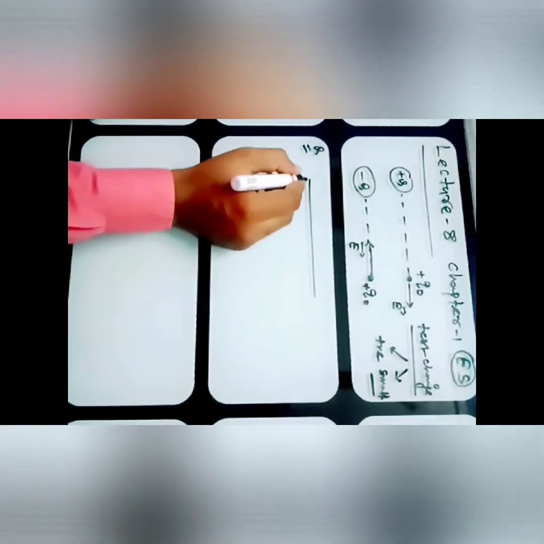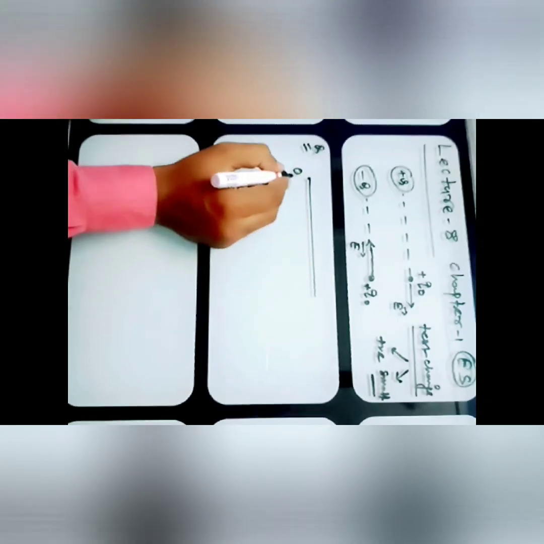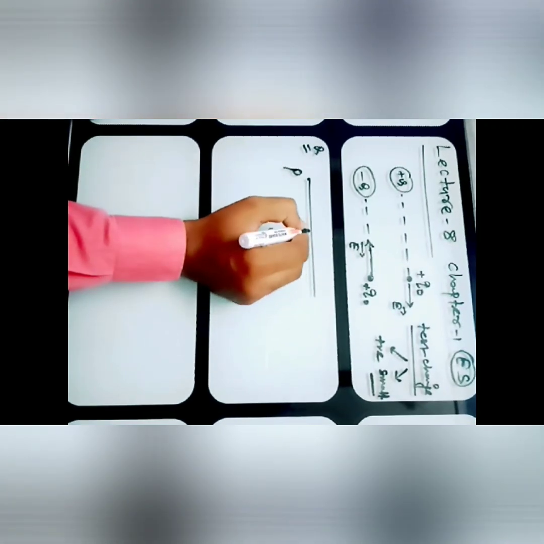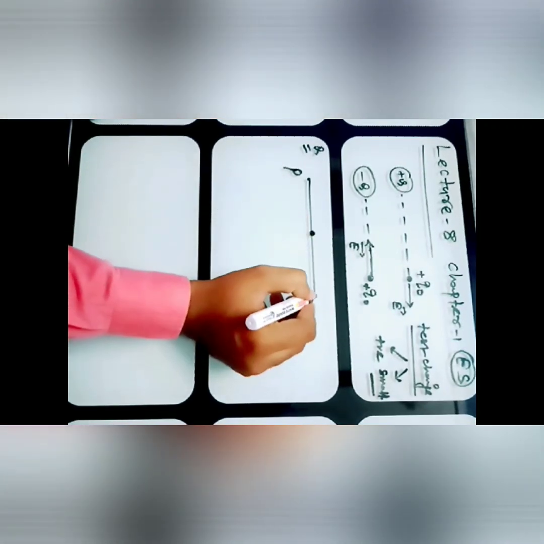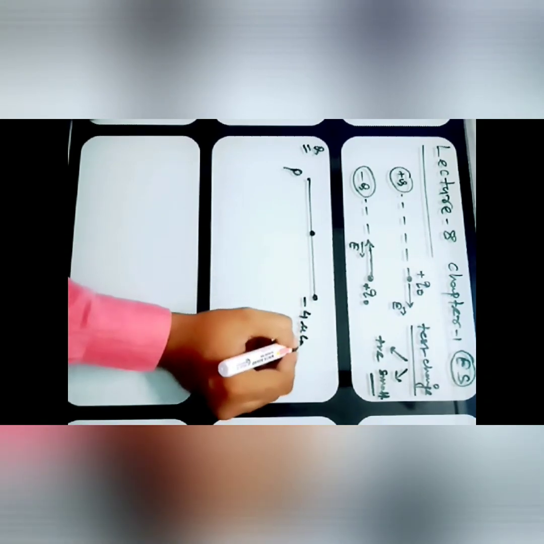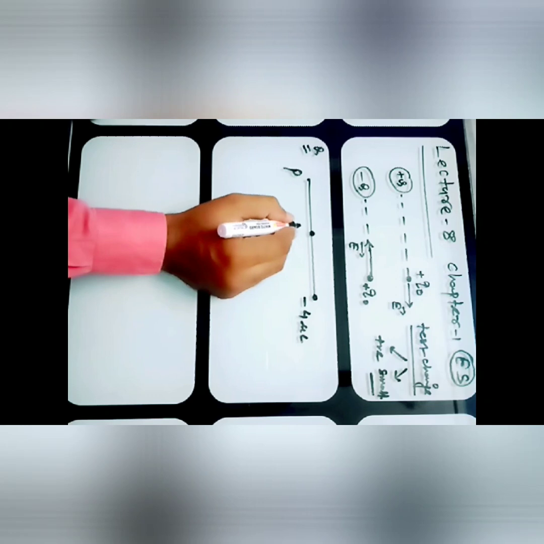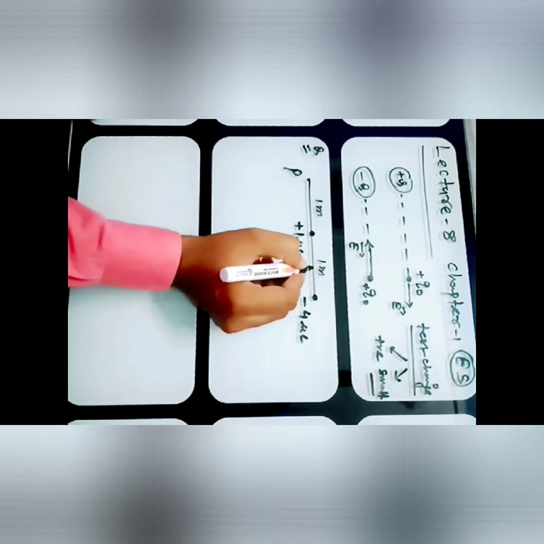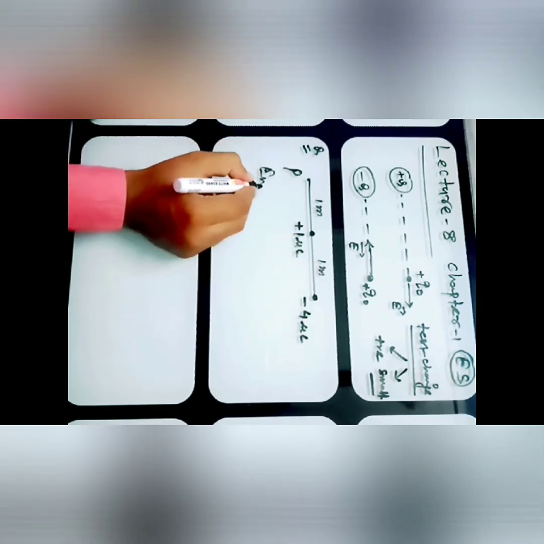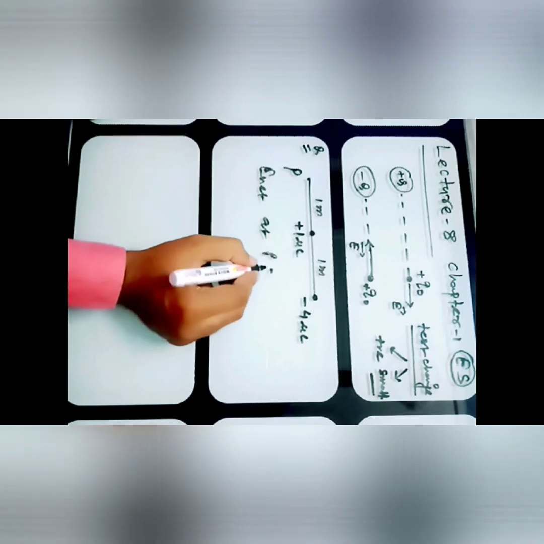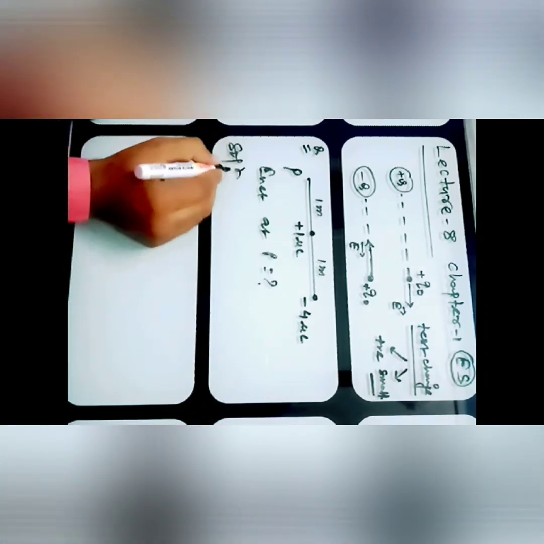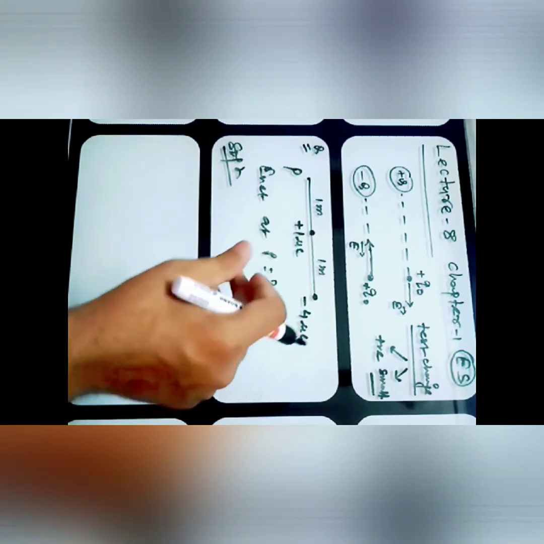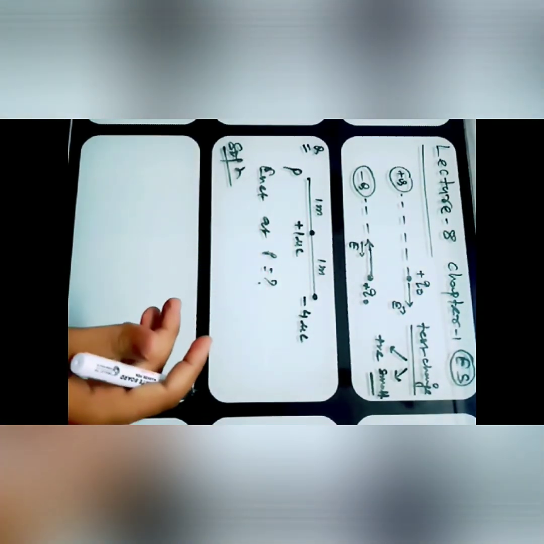Okay, a simple question. This is a line, and P is the observation point where you have to find the electric field. You have two charges, 1 and 2. This is minus 4 microcoulomb, and this is plus 1 microcoulomb. Distances are 1 meter and 1 meter. You have to find E net at P. Pause this video and try to solve what the electric field will be.